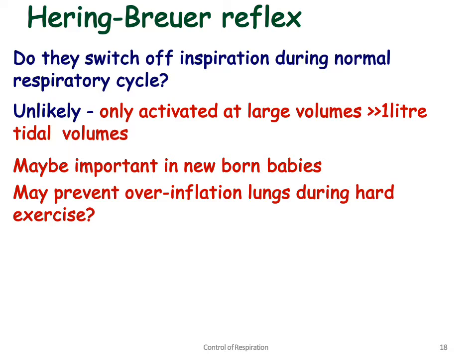So the question is, does this switch off inspiration during the normal respiratory cycle? No, unlikely, because the Hering-Breuer reflex is only activated at large volumes, more than 1 liter of tidal volume. So this one will help in preventing overinflation of the lungs during hard exercise.